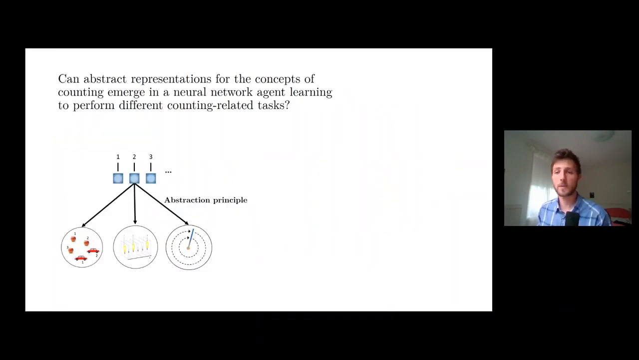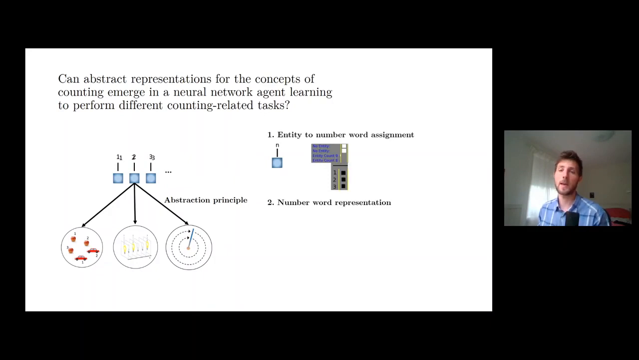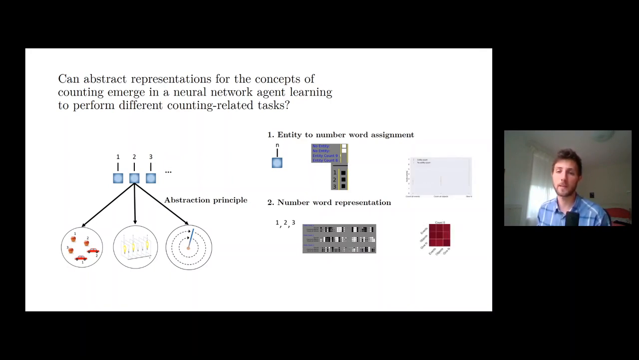So indeed, we found counting-related concepts such as the entity to number word assignment in the visual representation and the number word representation in the language channel of our network. Further, we discovered that some of these representations are independent of the kind of entity and thus abstract.